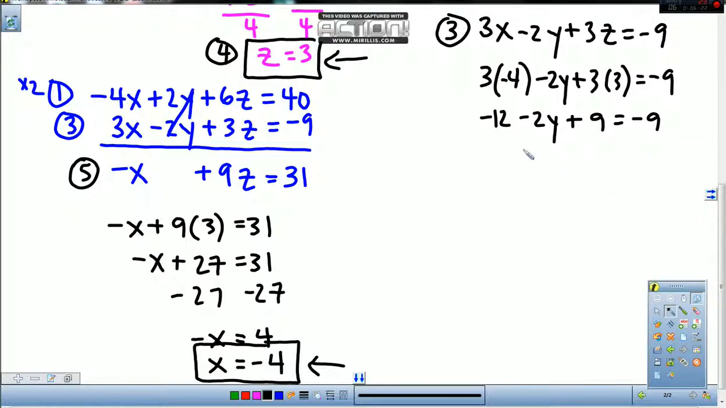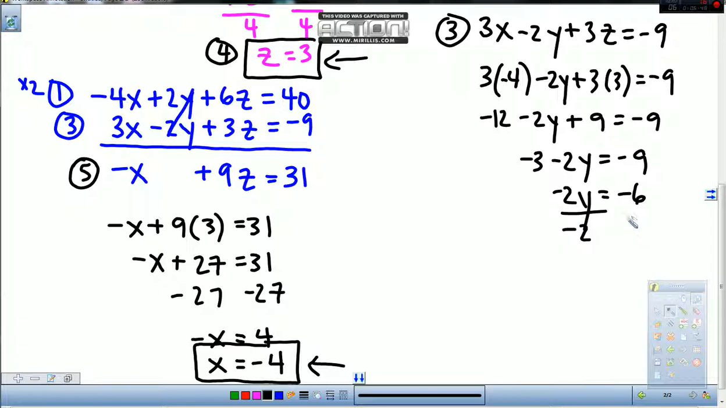Put that down out of the way. Negative 12 plus 9 is negative 3. Bring down my minus 2y. I'm going to add 3 to both sides. Negative 2y equals negative 6. So adding 3 to both sides, that's negative 6, and then dividing by negative 2, y is equal to 3. So there's my third variable.